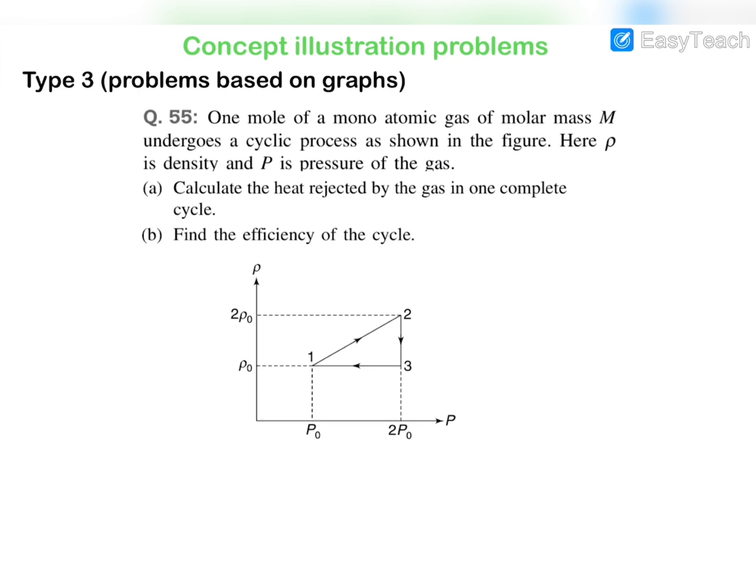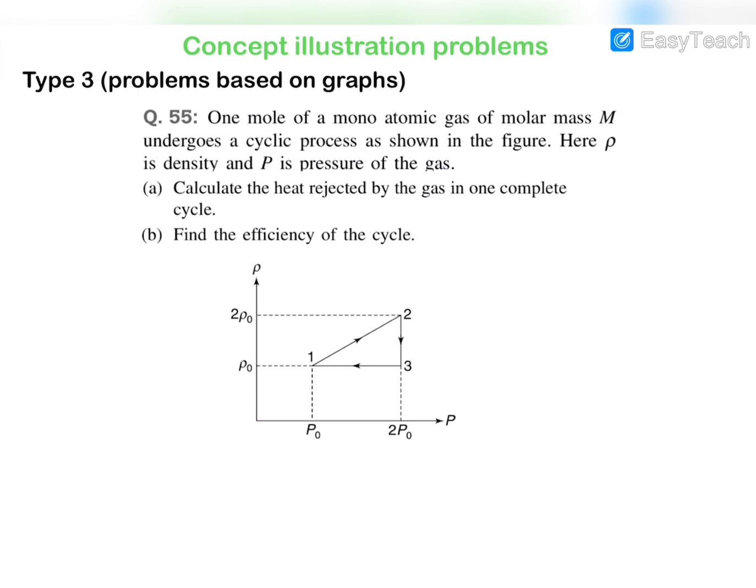So first of all, let us see that there is 1 mole of a monoatomic gas whose molar mass is M, and it goes through a cyclic process as shown in the figure. This cycle is plotted between the density of the gas and the pressure of the gas. So we have to find out the heat rejected by the gas in one cycle and the efficiency of the cycle.